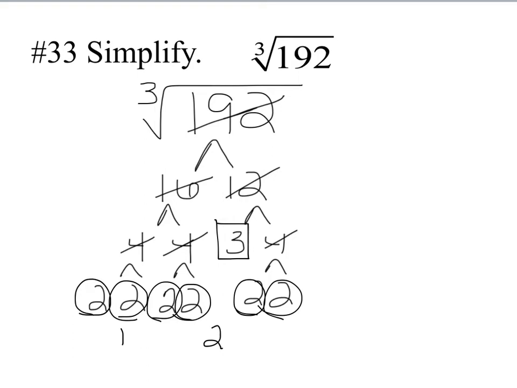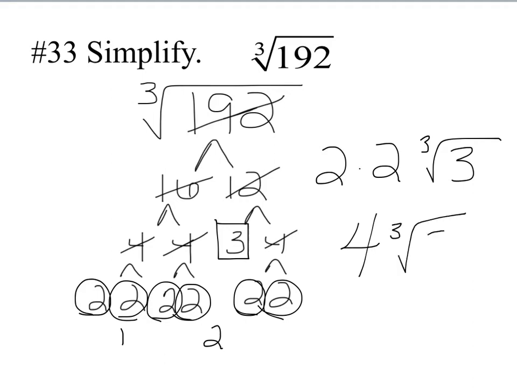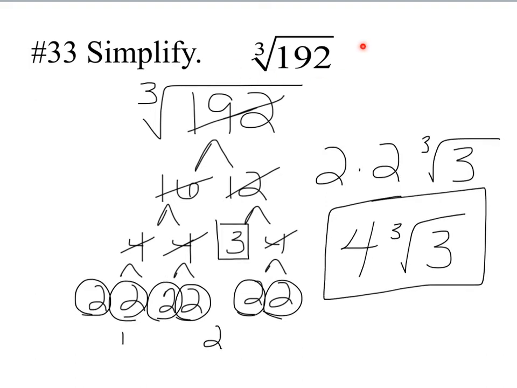So I have 2 2's going out front. So that's 2 times 2 in the front, and then the cube root of whatever's left, which is just my 3. Now we're never going to leave this 2 times 2 because we know that 2 times 2 is 4. So it's going to be 4 times the cube root of 3. And that is our solution. That is the simplified version of the cube root of 192.